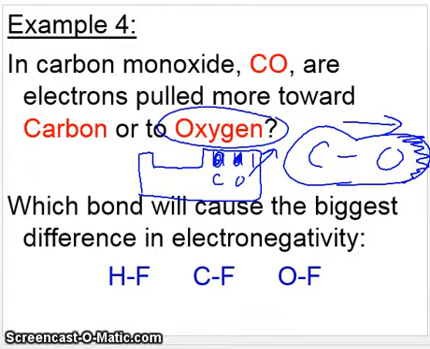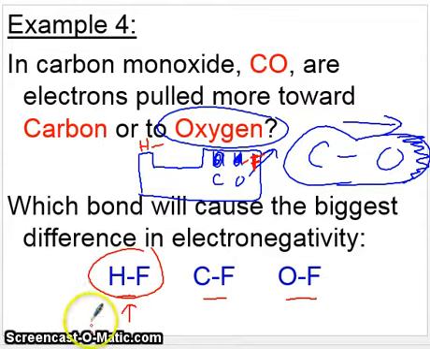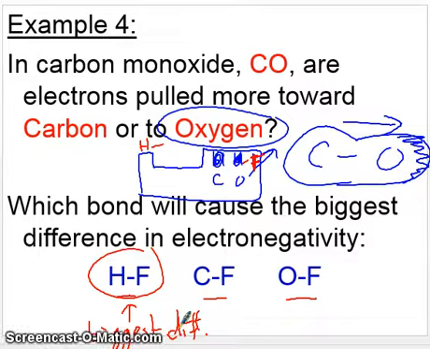The second question is, which bond will cause the biggest difference in electronegativity? This question is a bit different, but the difference between hydrogen fluorine, carbon fluorine, oxygen fluorine. Now, if you take a look, hydrogen sits right here on the periodic table. Fluorine, good old fluorine, is all the way on the right, being the most electronegative element. So because the difference is biggest between hydrogen and fluorine, it will win. So biggest difference here. And the difference is biggest because they are the furthest apart from each other.